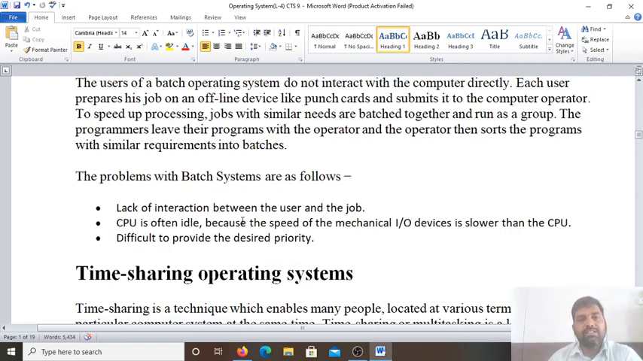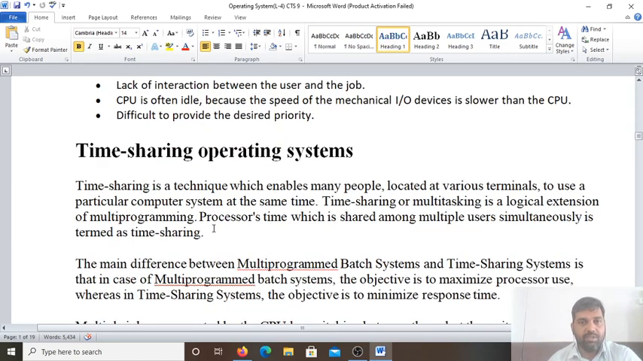The problem with the batch system is that there is a lack of interaction between the user and the job. The CPU is often idle because the speed of the mechanical input and output devices is slower than the CPU. So the CPU remains idle for most of the time, without any work. It is difficult to provide the desired priority, because deciding which program gets priority is not managed by any software.